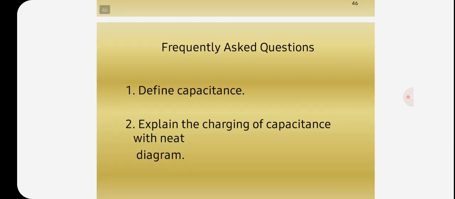Here are a few frequently asked questions. Define capacitance and explain the charging of a capacitor with a neat diagram.